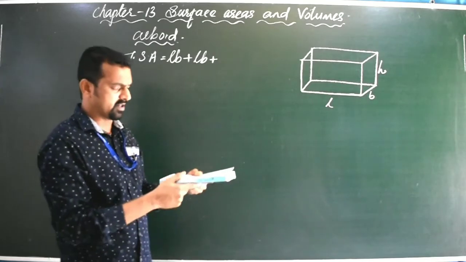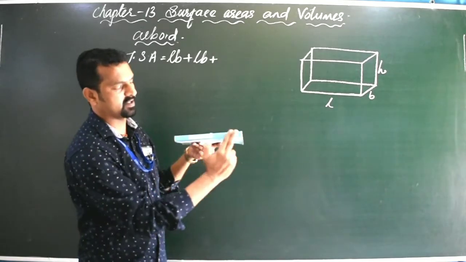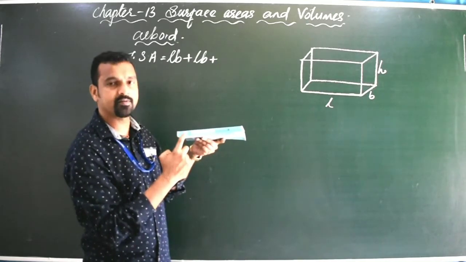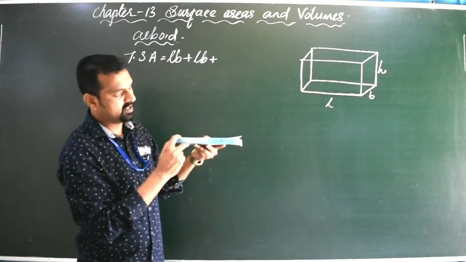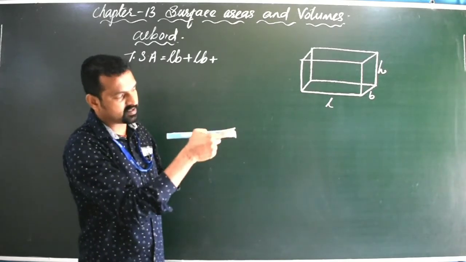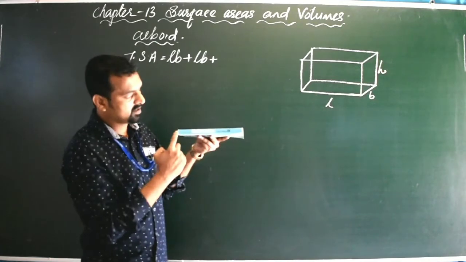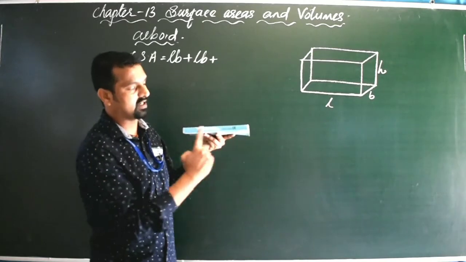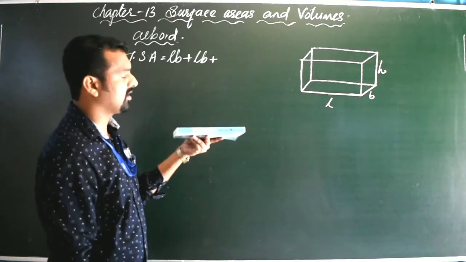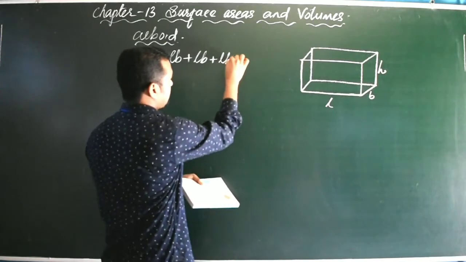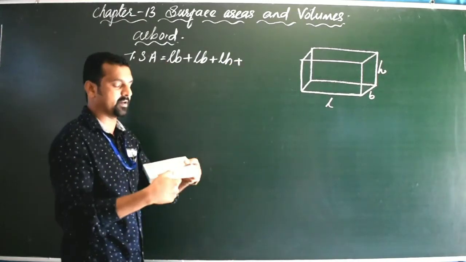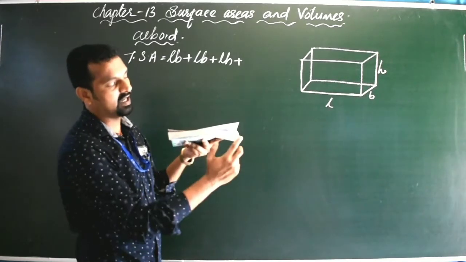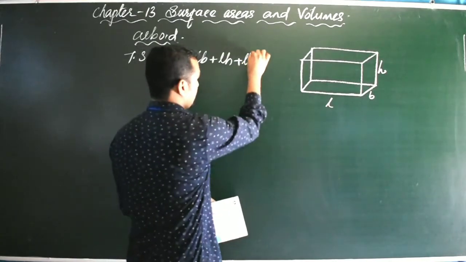Now next one, this front face. Find out the area of this front face. This face is also in the form of a rectangle. Here you see this one is the length and this one is the height. So the area is equal to length into height, that is LH, plus the back face, which will be the same as the front face, that is L into H, that is LH, plus.